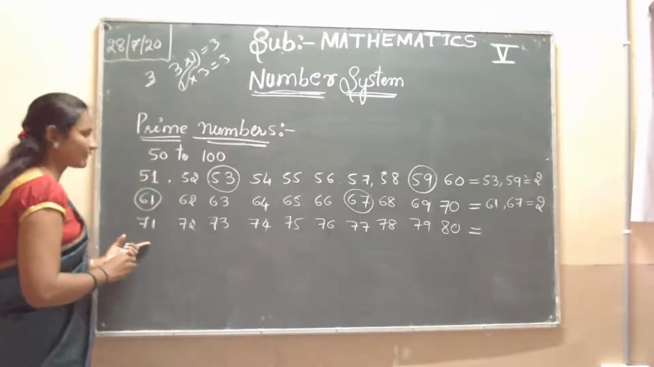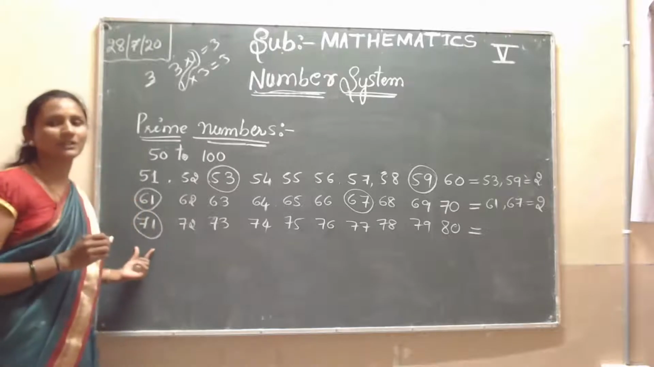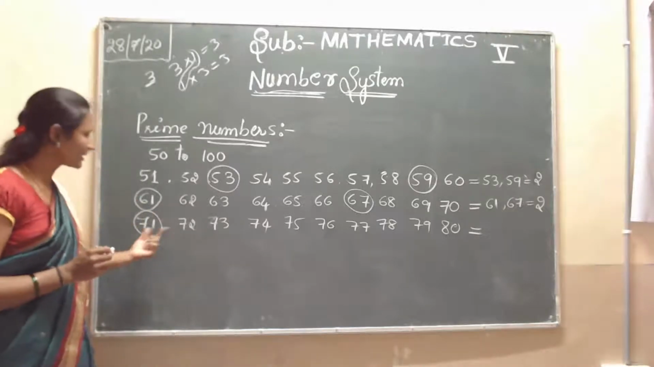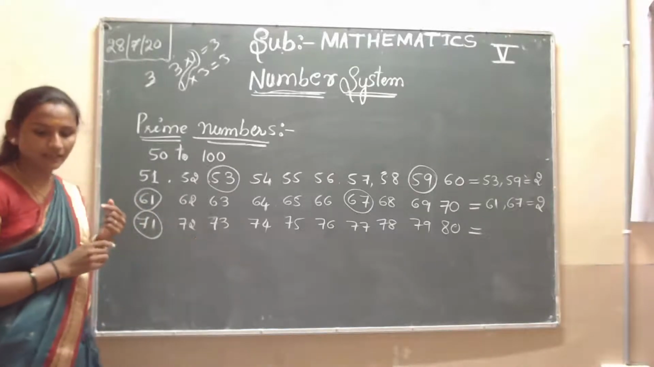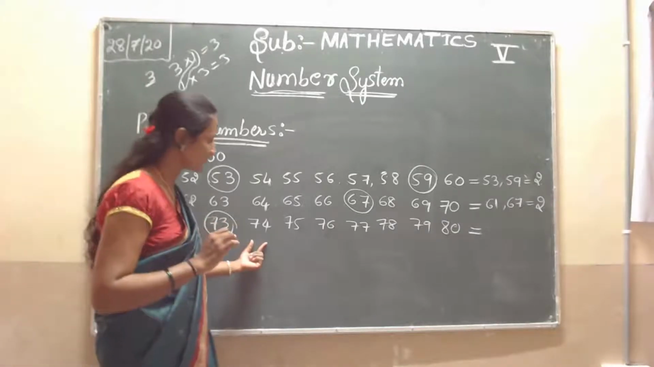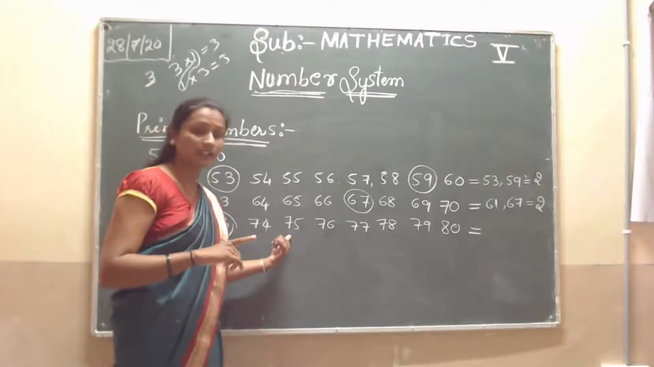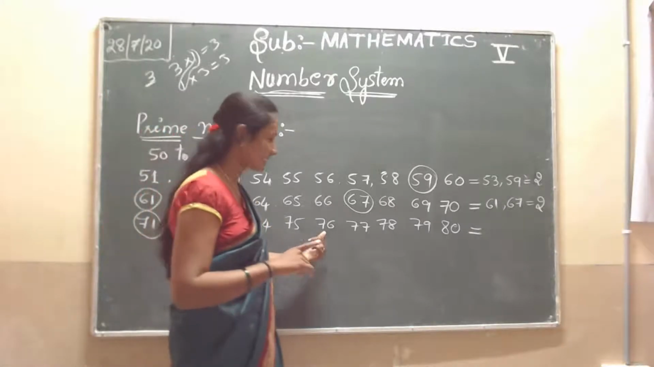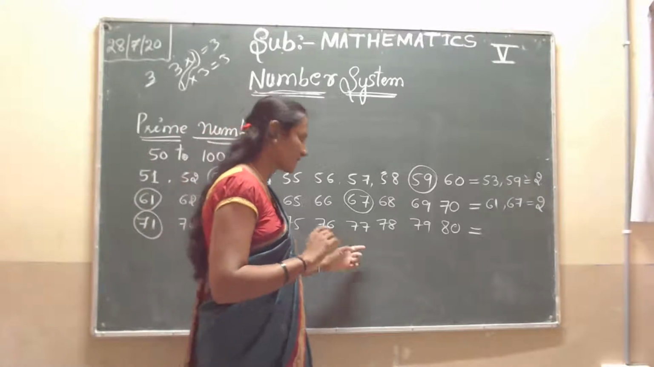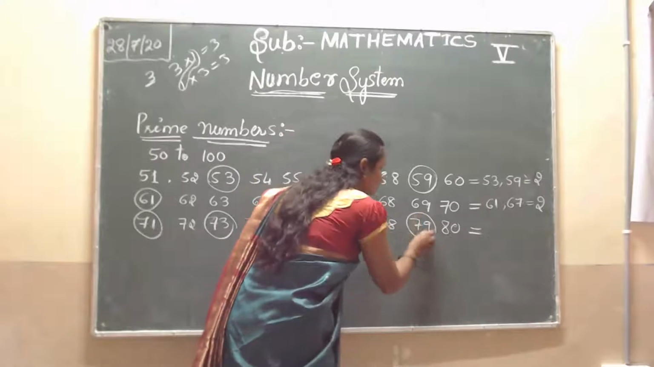Yes. So 71, this is non-divisible, it has only two factors because it is a prime number. 71 is a prime number. Yes, 73 also is a prime number. Because 74 is divisible by 2, 75 is divisible by 5, 76 is divisible by 2, 77 is not, 78 is not, 79, yes.